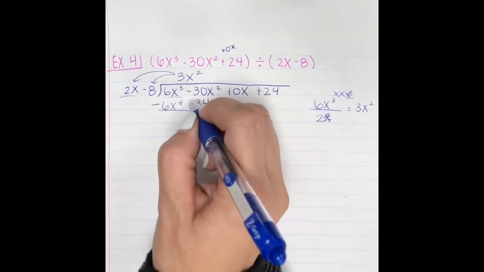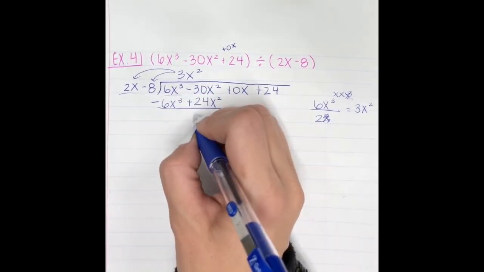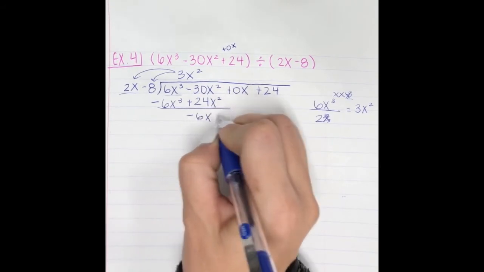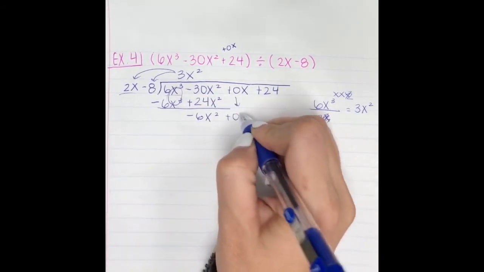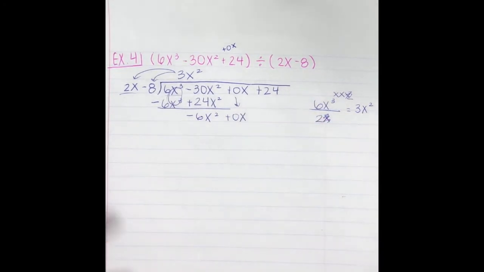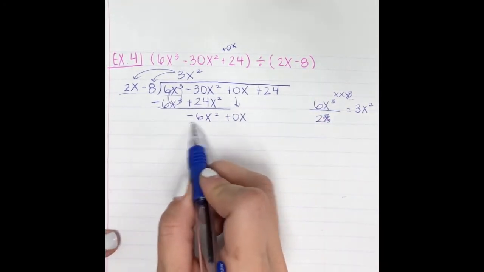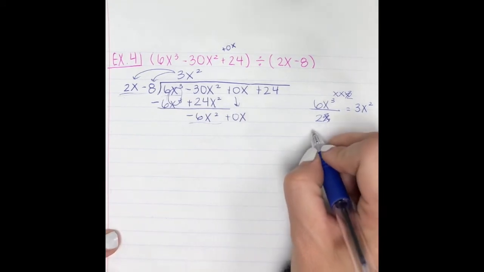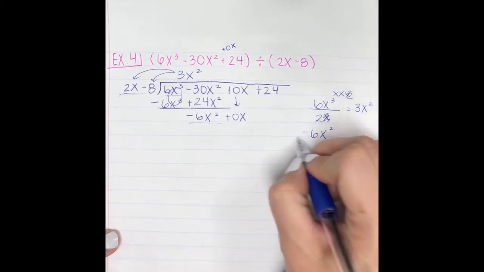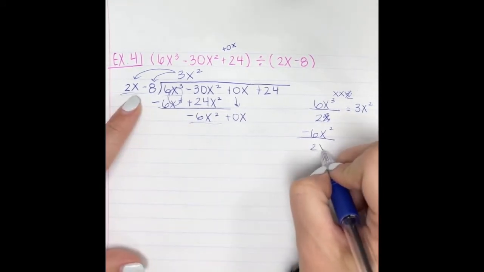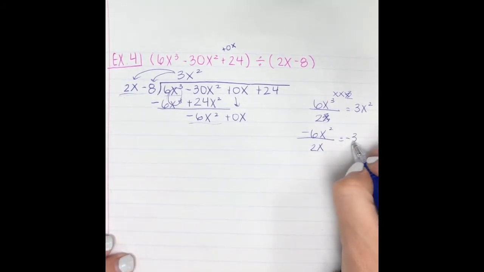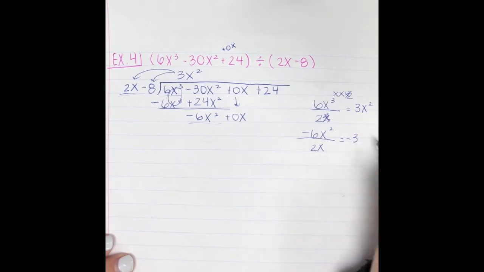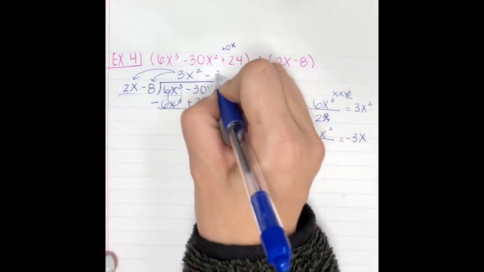So I'm going to change the sign of both, and I get a negative 6x squared. That was 0. Bring down our plus 0x. And then we're going to divide our new leaders. Okay, so negative 6x squared divided by 2x. Negative 6 divided by 2 is a negative 3. You have 2 x's and you cancel one out, then you're just left with 1. So minus a 3x.